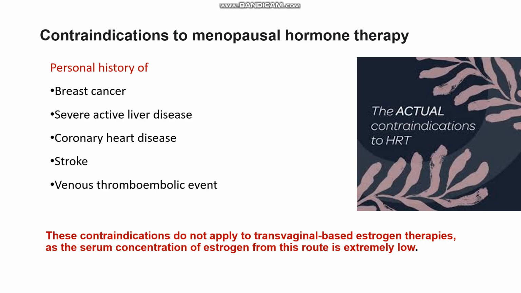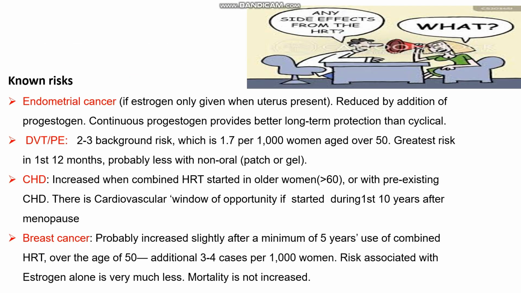Contraindications to menopausal hormonal therapy are personal history of breast cancer, severe active liver disease, coronary heart disease, stroke, and venous thromboembolism. These contraindications do not apply to transvaginal or transdermal estrogen therapies, as the serum concentration of estrogen from this route is very low.